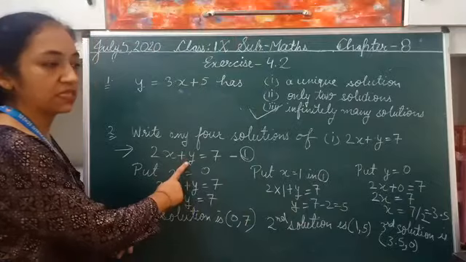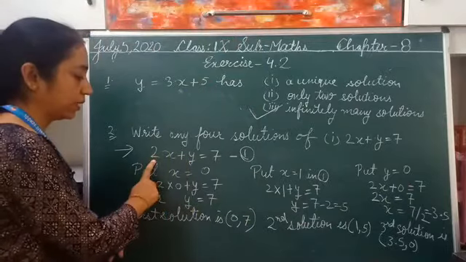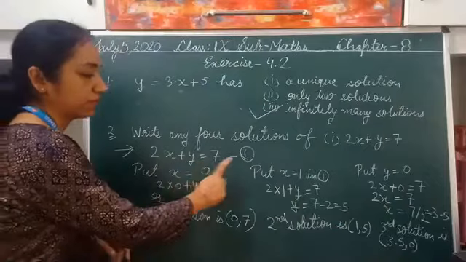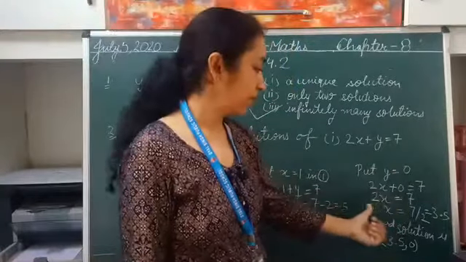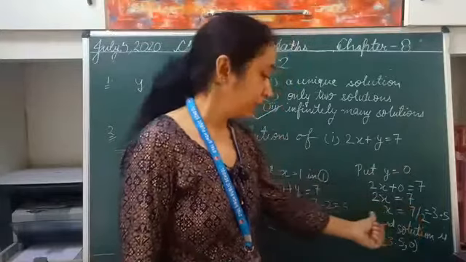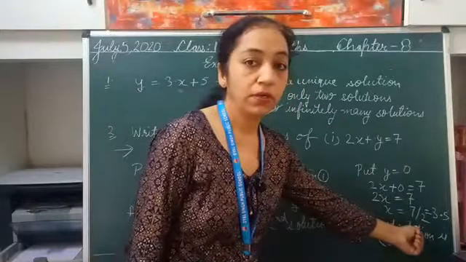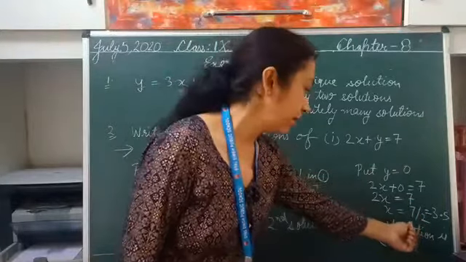Now y की जगह पे आप 0 put कर रहे हैं, so you will get 2x plus 0 is equal to 7, right? 0 को आप हटा दीजिए, you will get 2x is equal to 7, means x is equal to 7 upon 2, right? 7 upon 2 means 3.5, right? X की value 3.5, y की value 0, abscissa 3.5, ordinate 0, right? So solution is 3.5, 0, right?